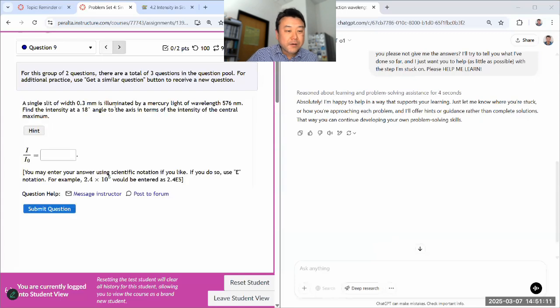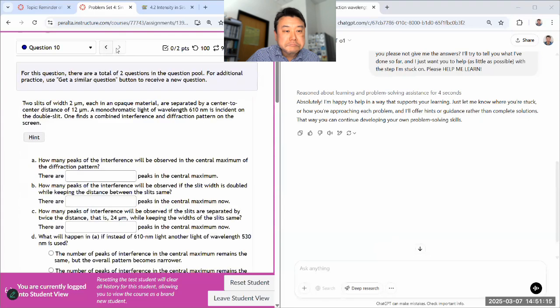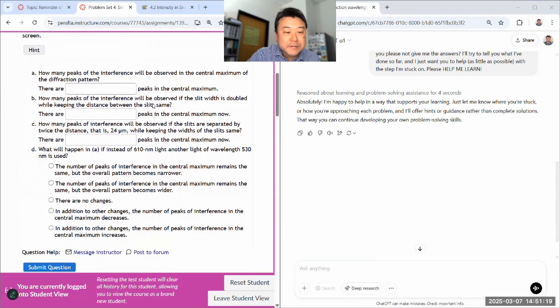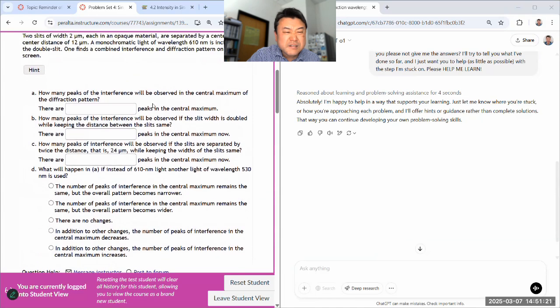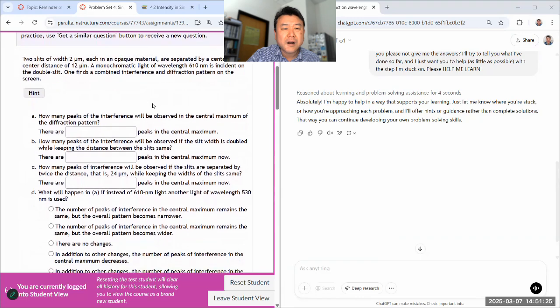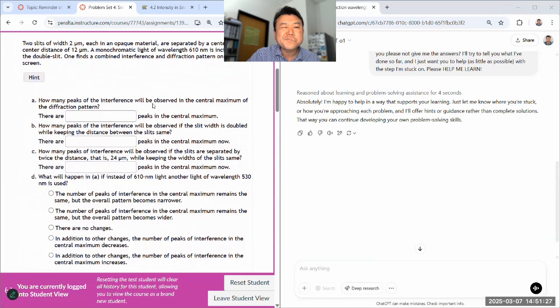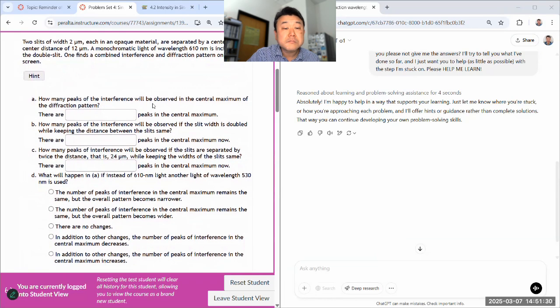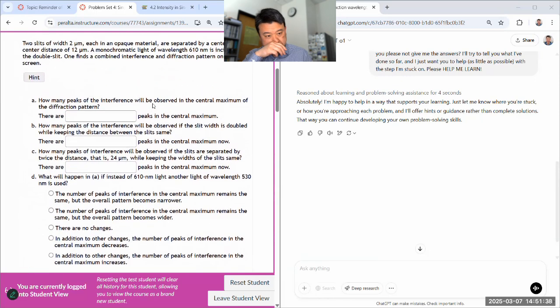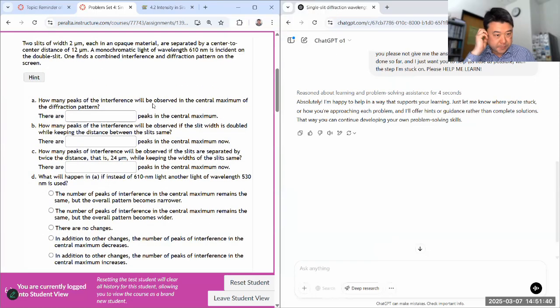So I only have 2 questions left. Is question 10 any harder? Maybe it is. If you draw pictures, it's not hard. Let me ask ChatGPT. So I'll do it this way. So your textbook has some examples.